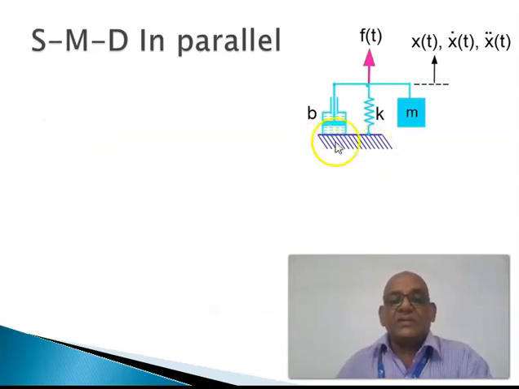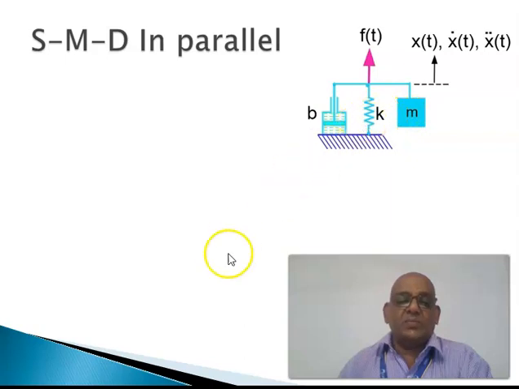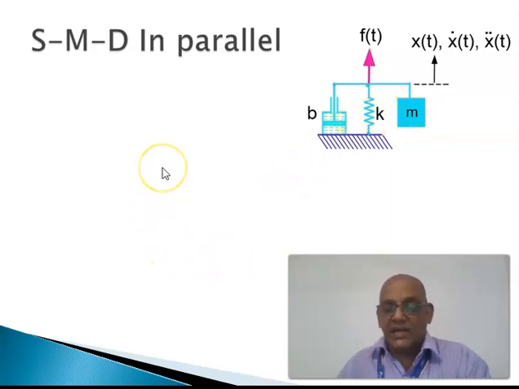This is the system. Three elements are connected in parallel. There is a mass, there is a spring, there is a damper. We have seen that a mass contributes ms square impedance, a spring contributes k, and a damper contributes bs. So the total impedance is ms square plus bs plus k. We'll try to write it formally here.